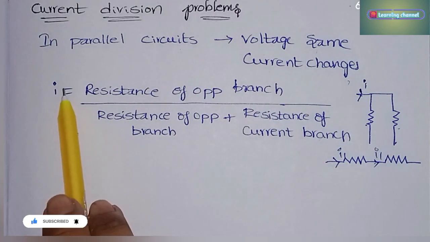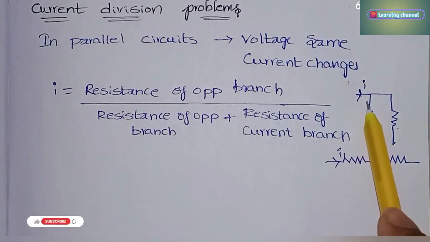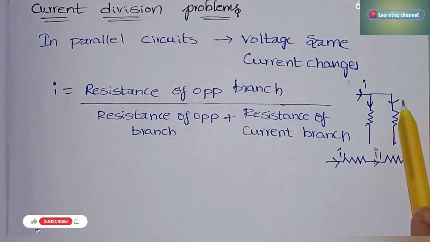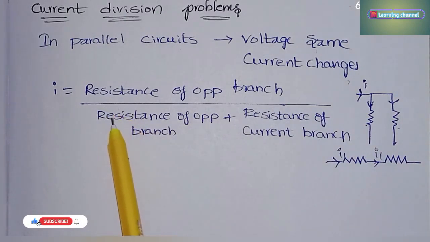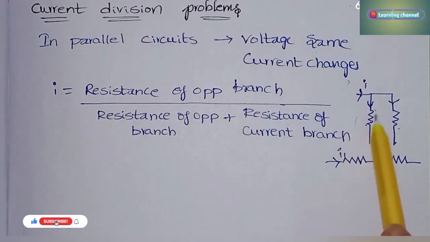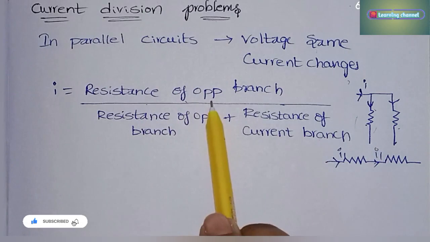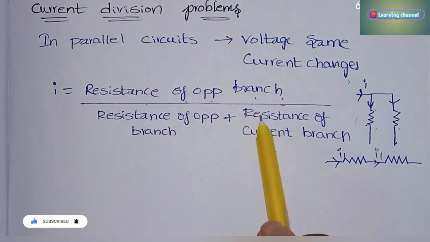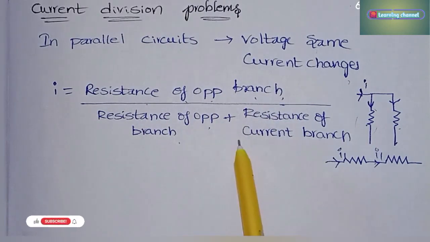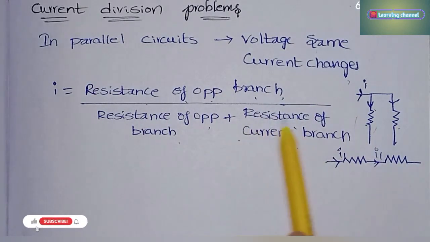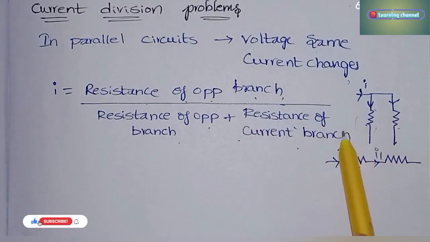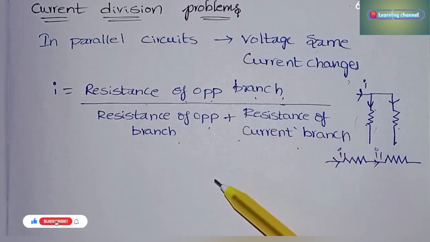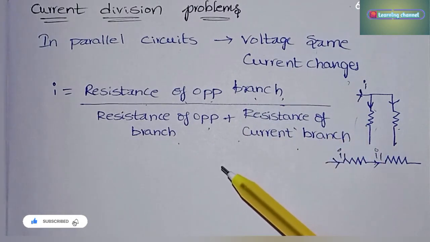So the formula to find the current across this resistance and the current across this resistance is, if you want to find the current across this resistance, then we have to take the resistance of the opposite branch, divided by the resistance of the opposite branch plus the resistance of the current branch. So we have to add these two resistance values. Let us see one problem to understand in a better way.